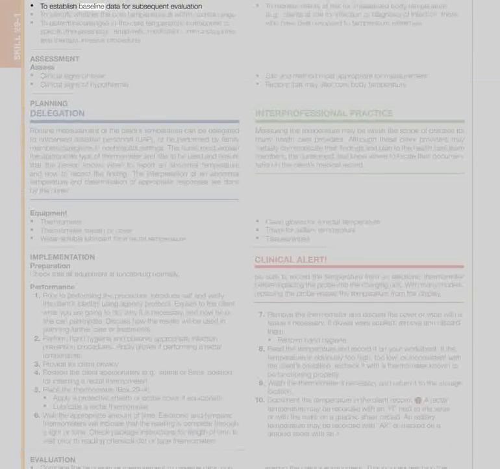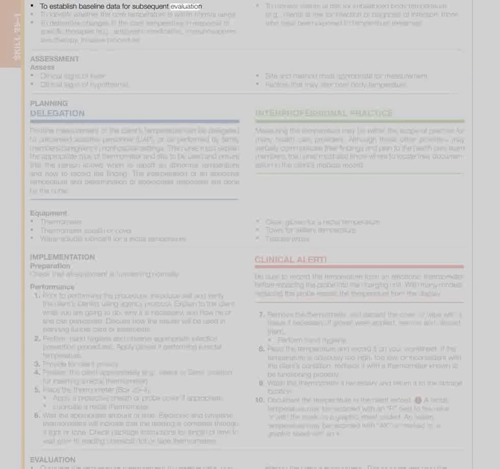Purposes: to establish baseline data for subsequent evaluation, to identify whether the core temperature is within normal range, to determine changes in the core temperature in response to specific therapies, for example, antipyretic medication, immunosuppressive therapy, invasive procedure. Equipment: thermometer sheath or cover, water-soluble lubricant for a rectal temperature. Assessment: assess clinical signs of fever, clinical signs of hypothermia.